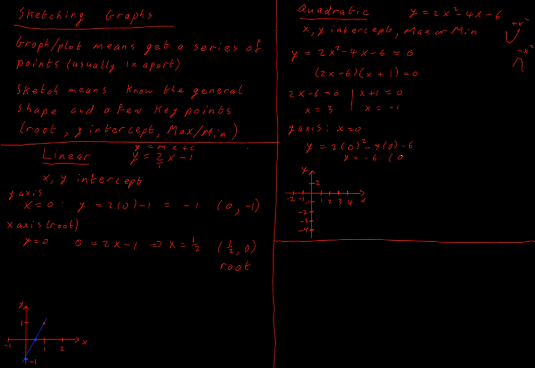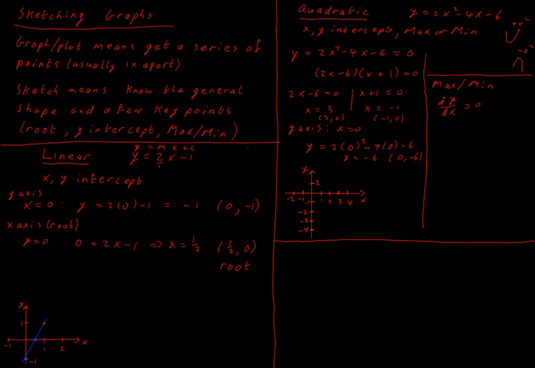So I know that 0, -6 is on my curve. I know that 3, 0 is on my curve. I know that -1, 0 is on my curve. Well, now I'm going to get my maximum and minimum point. And how am I going to do that? Well, in the long run, max and min are going to come from differentiation. So max and min is going to come from dy dx. You do not know what this means right now, but you will later. dy dx equals 0.